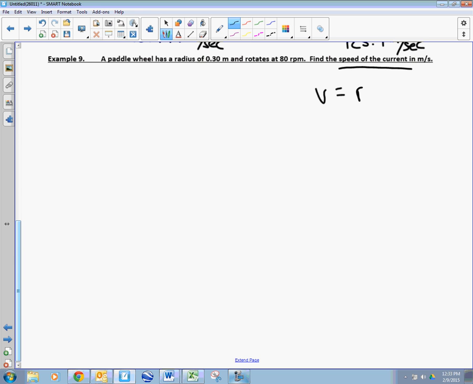So we know that velocity, again, is equal to r omega. Well, what's r? 0.3. Omega, we're going to use a formula. Omega is equal to theta divided by t. Theta is the number of radians turned. So 1 revolution is how many radians? 2 pi. How many rotations does this have in a minute? 80. So that's a total of 160 pi radians over the course of a minute.